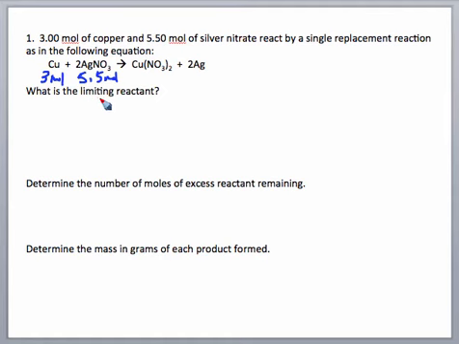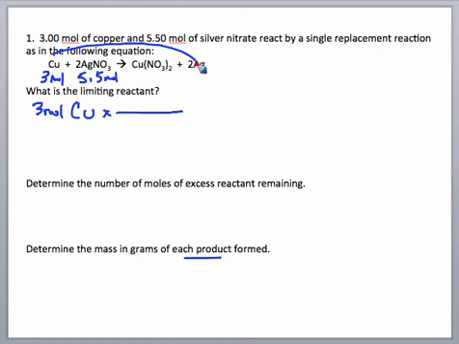Which one is the limiting reagent? Alright, so you know this is a limiting reagent problem because each reactant has a value. So as you know, there's a few ways to figure out the limiting reagent. Since we have to find the mass in grams of each product, what I'm going to do is take each reactant, so I'll start with 3 moles of copper, and calculate how much silver is produced by each, and then the one that produces the smaller amount will be the limiting reagent. So let's do the dimensional analysis.